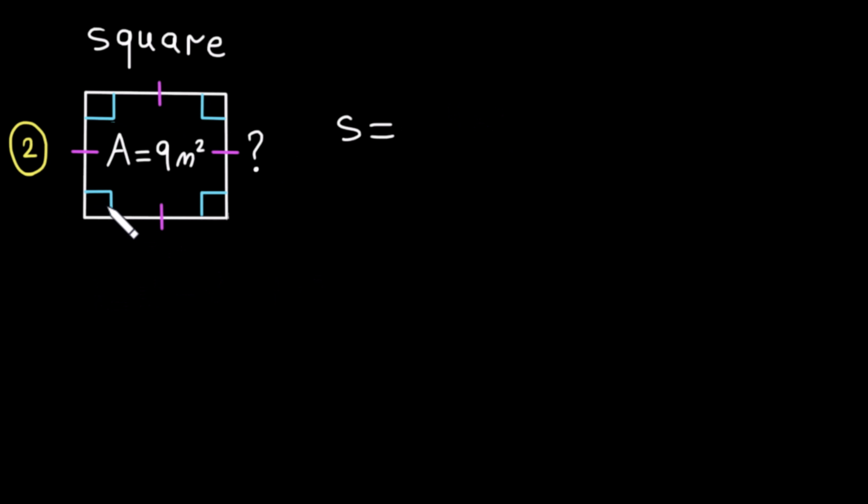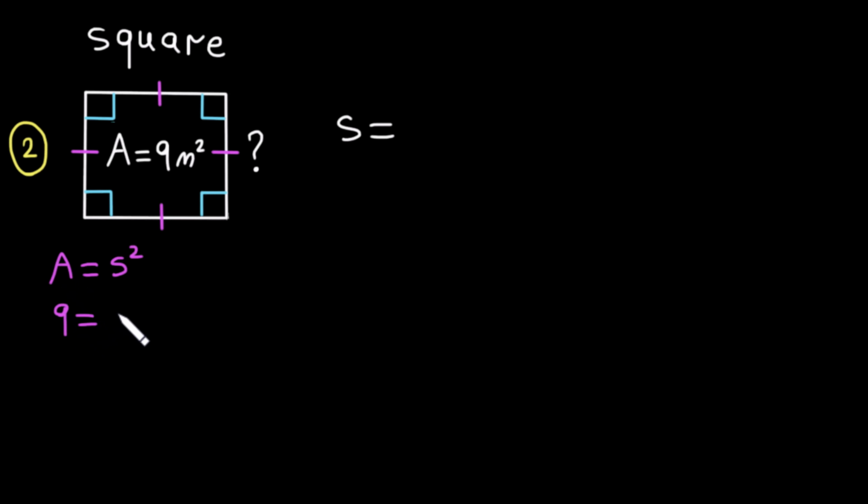The second example here, now suppose the area is 9 square meters and we want to find the side of this square. So given the area of a square, we want to find the side length, which is s in this square. How to find the side of the square? We use the formula of the area of a square. As we know, the area equals s squared, the side multiplied by itself. Now we substitute this 9 instead of A, which is the area.